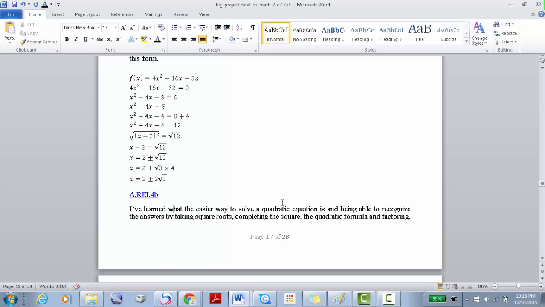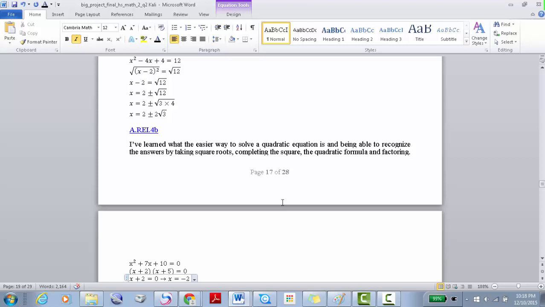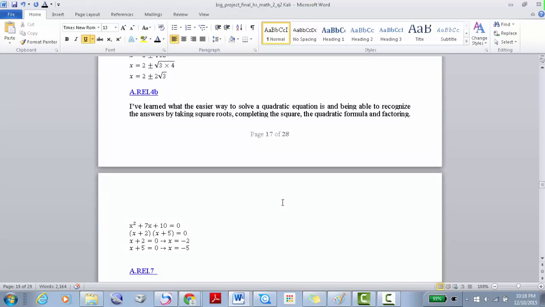So the next standard is ARE 4B. In this standard, I've learned what the easier way to solve a quadratic equation is, and being able to recognize the answers by taking square roots, completing the square, the quadratic formula, and factoring. This is the equation that I chose to do my example for.